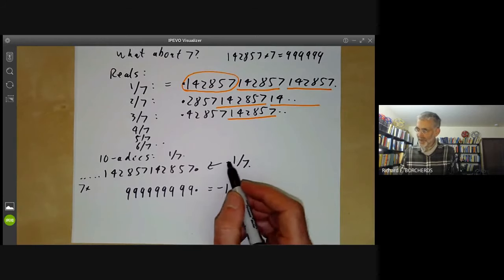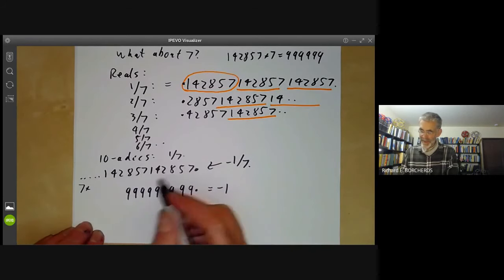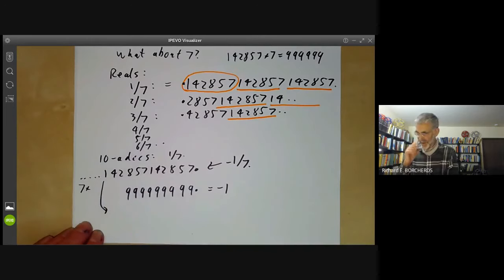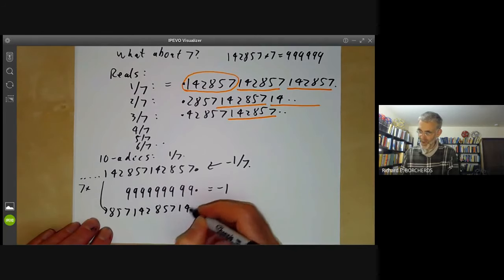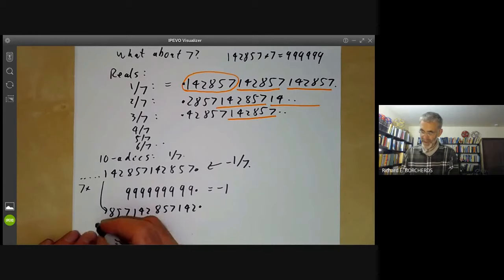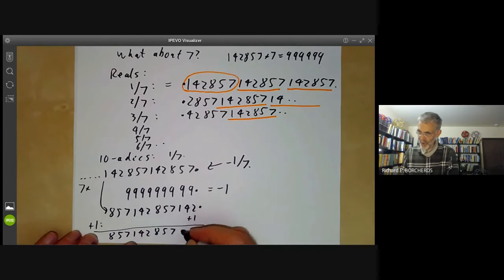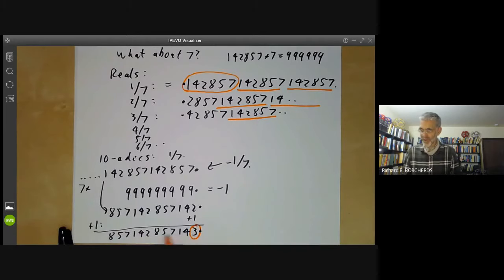Well, all we have to do to get 1 over 7 is to take minus this number here. First, we take the 9's complement, which gives 857142 857142. And then we have to add 1 to it. So if we add 1, we get ...857142857143. The last digit is a little bit funny because it's not quite periodic. You see that this number is periodic except for the last digit. So this is 1/7 as a 10-adic integer.